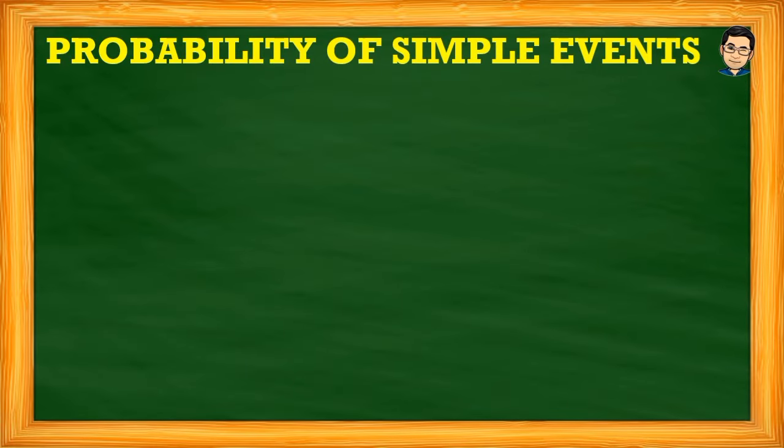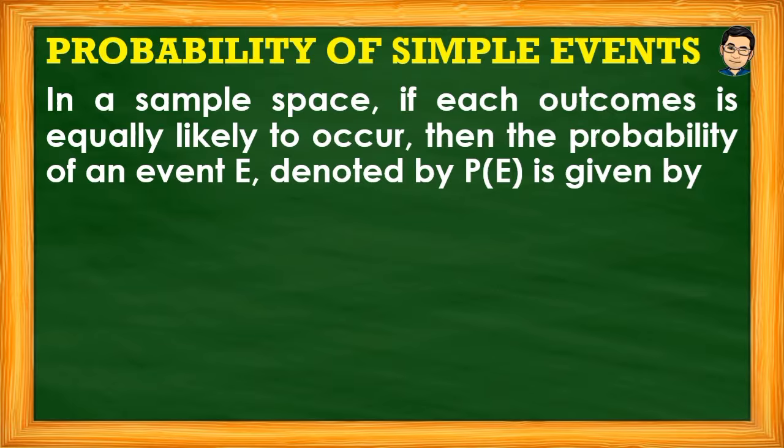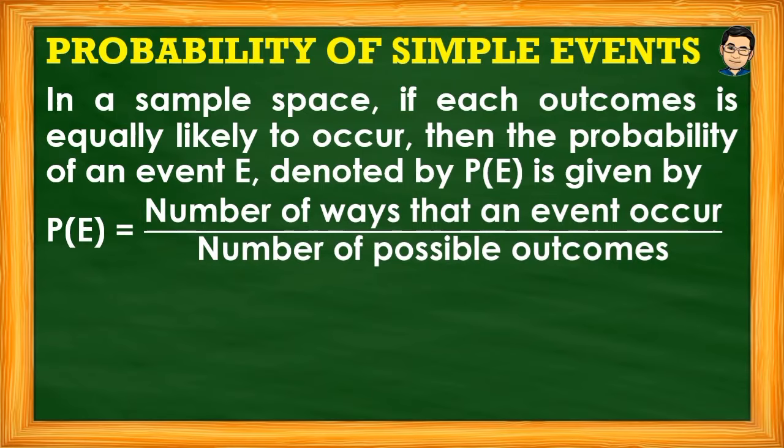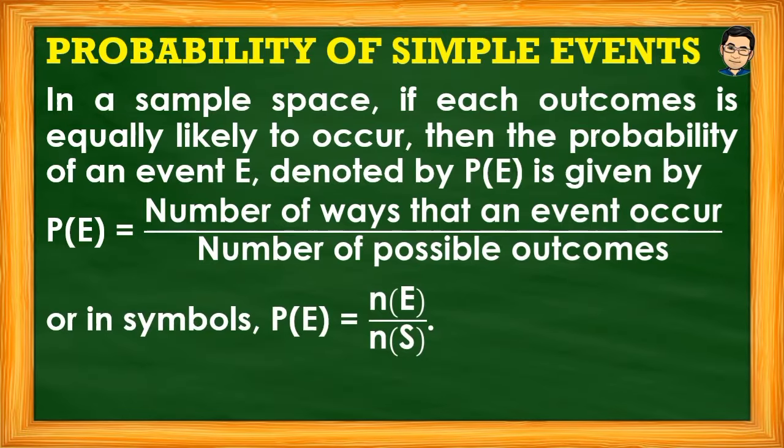Let us now have probability of simple events. In a sample space, if each outcome is equally likely to occur, then the probability of an event E, denoted by P of E, is given by the probability of E equals the number of ways that an event occurs over the number of possible outcomes. Or in symbols, P of E is equal to N of E all over N of S.